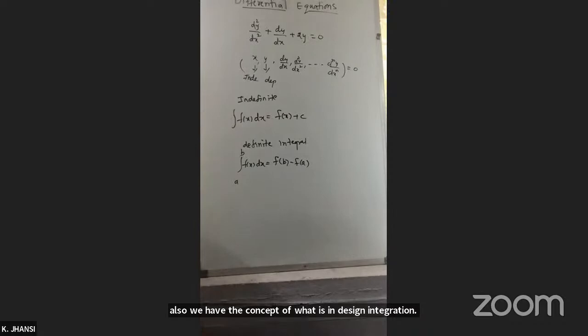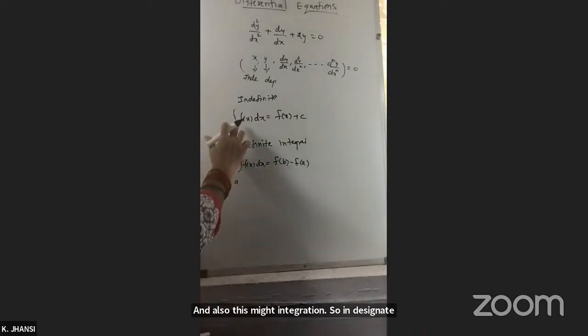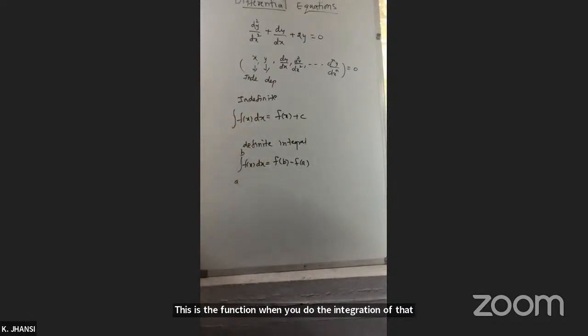So indefinite integration: whatever the function is, when you do the integration of that, you will get it as capital F of x. And here, if you see the definition of integration, integration means it is the antiderivative of the function. If you take any trigonometric function, sine x or cos x or anything, the antiderivative of that function, not the derivative, is called integration.